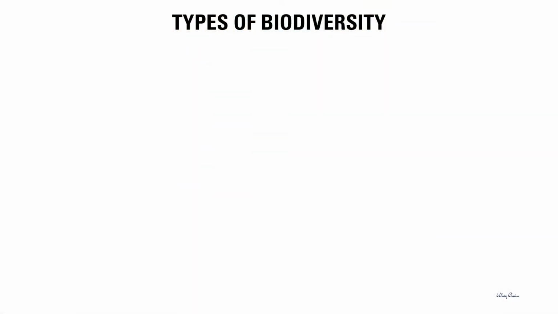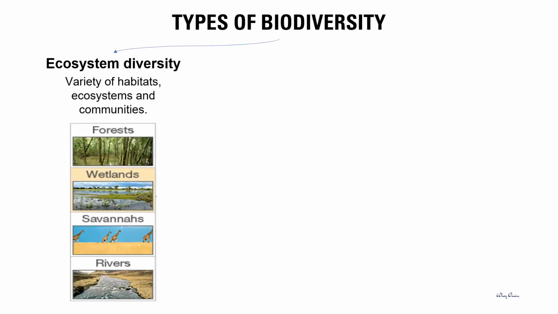Biodiversity can be divided into three types. First, ecosystem diversity, which means the variety of habitats, ecosystems, and communities that can be found on the Earth.